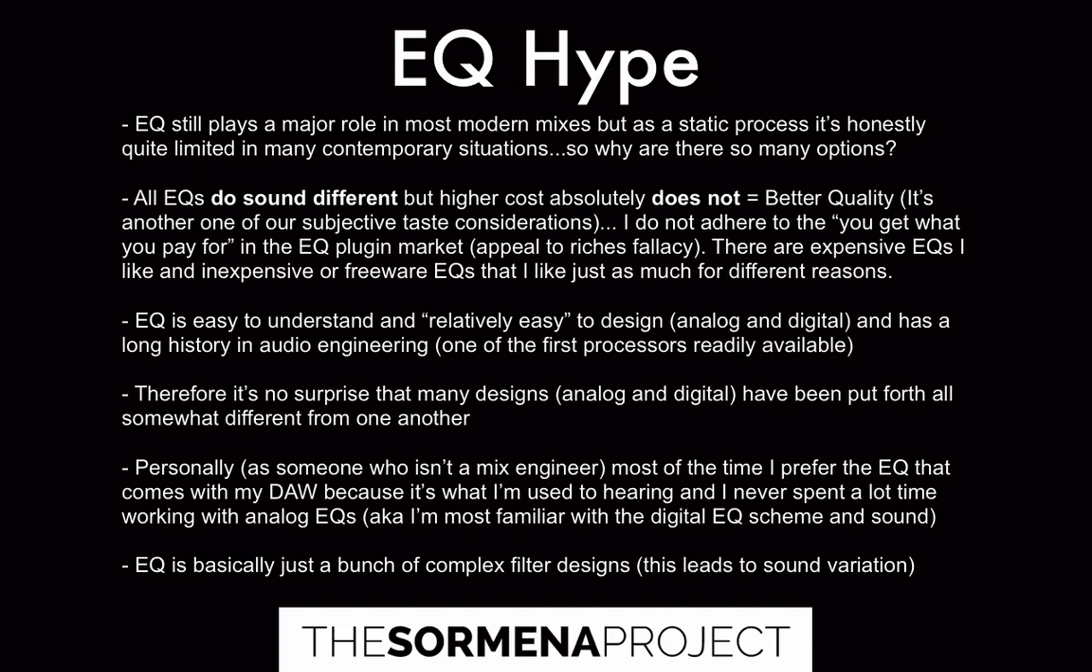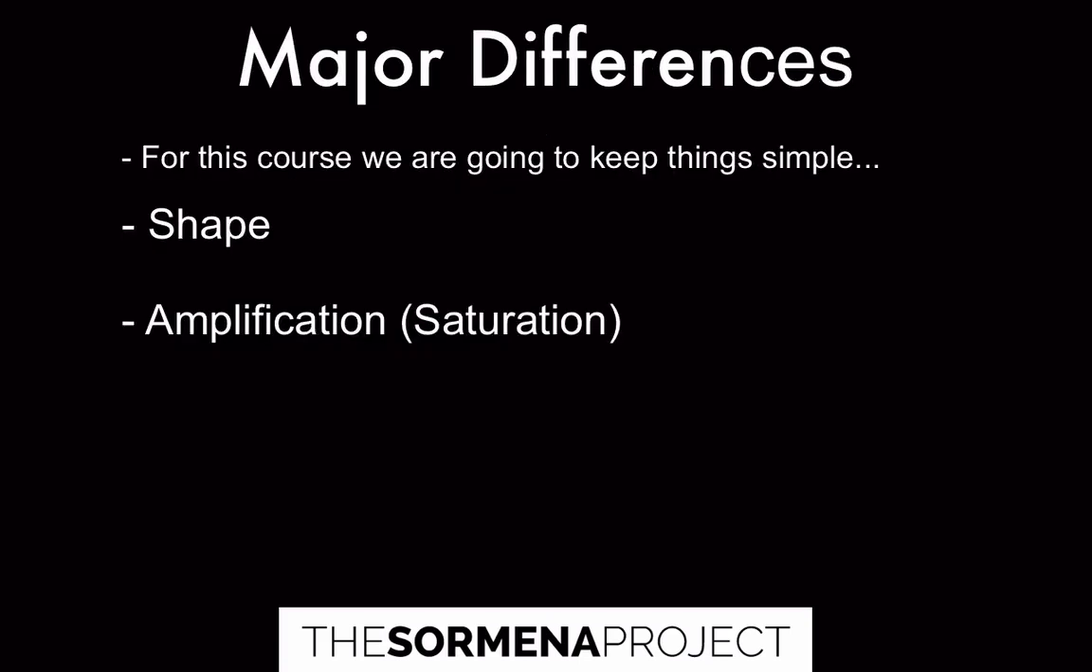If you listen to a lot of modern popular music, you'll also probably start to realize that the EQs they're using a lot of times are just the basic digital EQs that might come bundled with the DAW, because that's what you're familiar with. That's what's easiest for you to pull to, and that's where you have the expectation of the resulting sound. So EQ really is basically just a bunch of complex filter designs, and all of these filter designs can be different, which leads to sound variation, which is what we're going to be focusing on next. So what are the major differences of EQ?